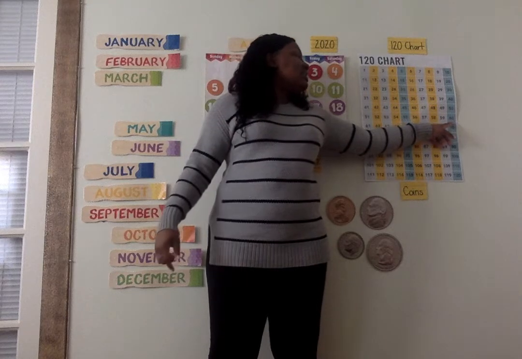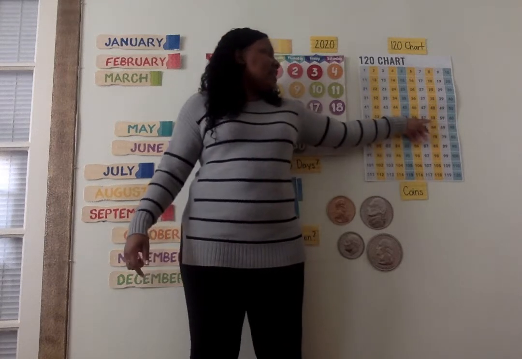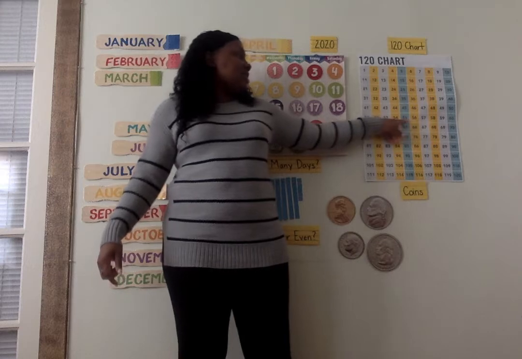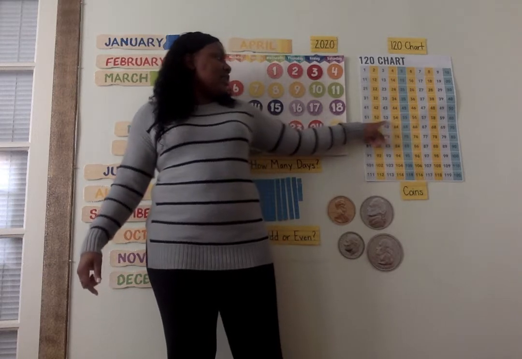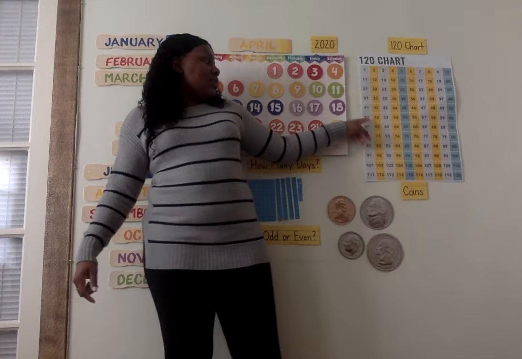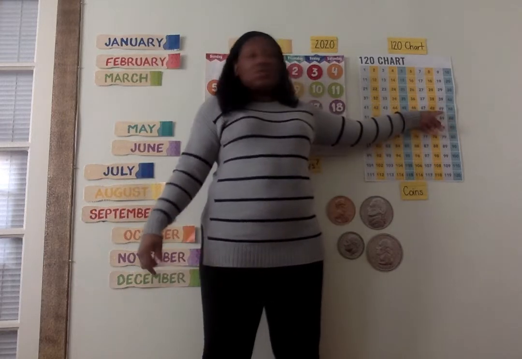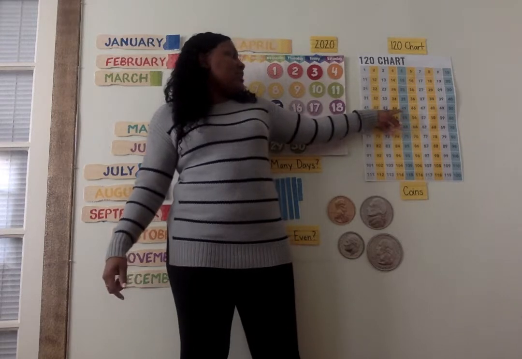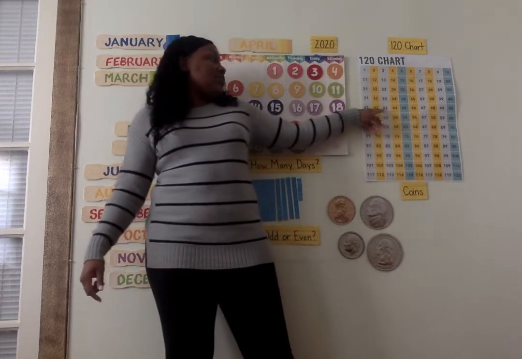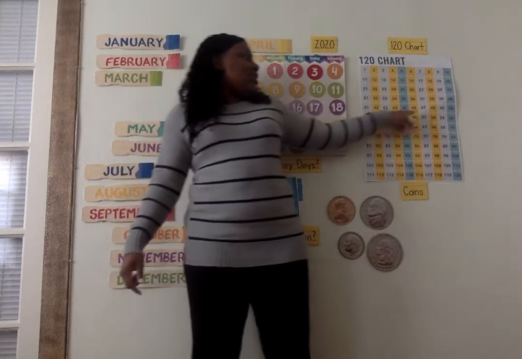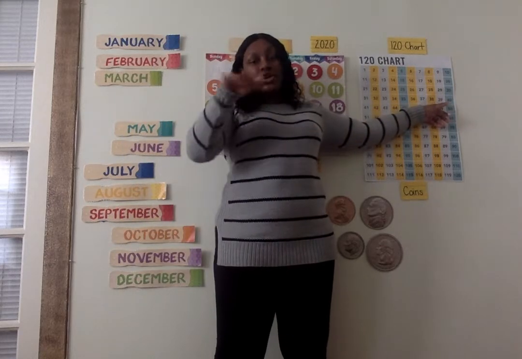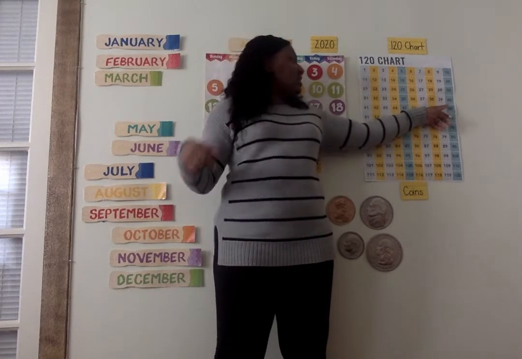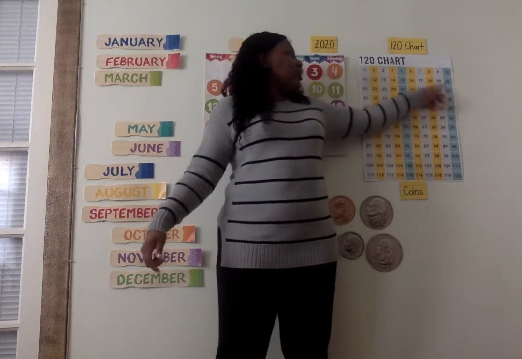Stop. Switch. Count back by ones. 60, 59, 58, 57, 56, 55, 54, 53, 52, 51, 50, 49, 48, 47, 46, 45, 44, 43, 42, 41, 40. Stop. Switch. Count back by tens. 40, 30, 20, 10. Stop.